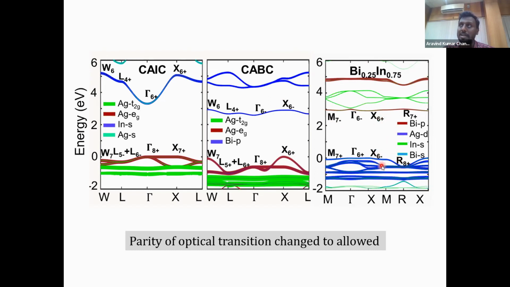This helps: on one side, we have obtained the direct band gap nature, and on the other side, we also have the transition probability, which goes from minus to plus and is inherited from the bismuth. Sorry, the direct band gap transition comes from either CaIC or CaBC, but the transition is inherited from the bismuth completely. So now this material, comprising both bismuth and indium, has both properties. One is the direct band gap nature. The second is that the parity of the transition has gone from forbidden to allowed. And this is a nice thing.